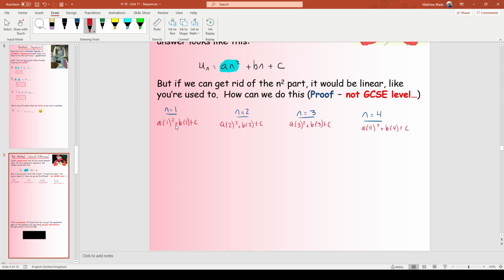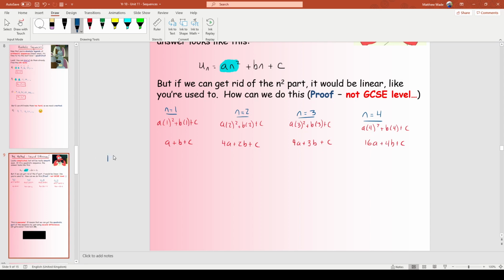Okay, now watch this. Tidy it up. This just becomes a plus b plus c. Cool? This becomes 2 squared is 4, so 4a plus 2b plus c. This one becomes 9a plus 3b plus c. And this one becomes 16a plus 4b plus c. Okay, now here is the cool part.